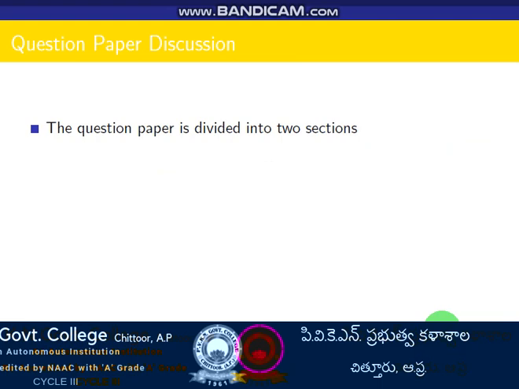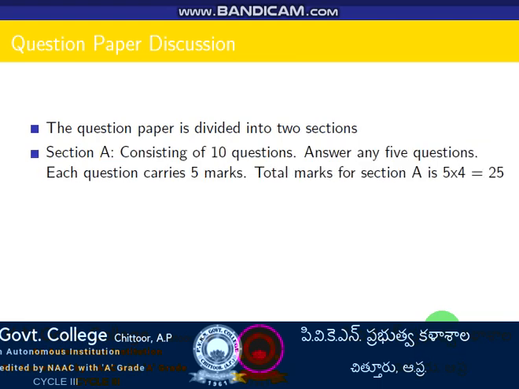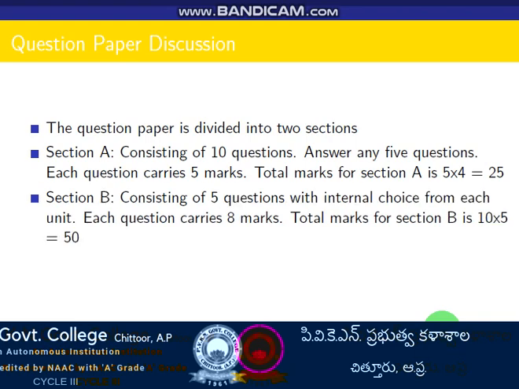Let us look into the question paper pattern. The question paper is divided into two sections. Section A consists of 10 questions. We have to answer any 5 questions. Each question carries 5 marks. Total marks for the section A is 25.